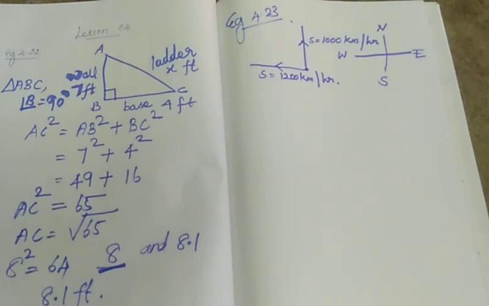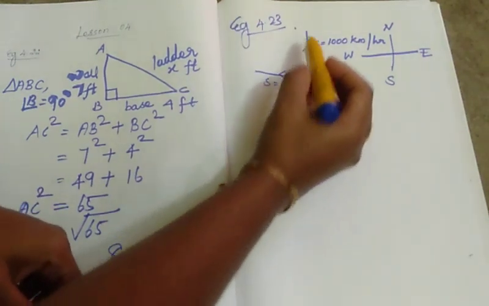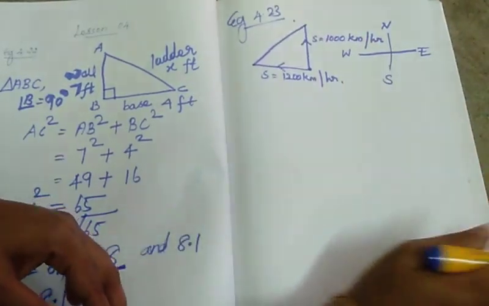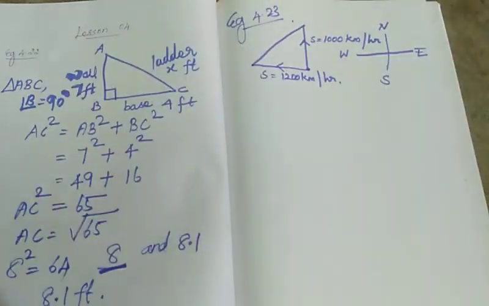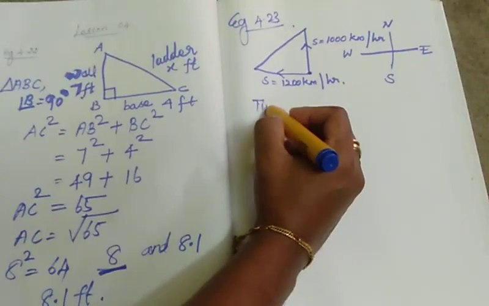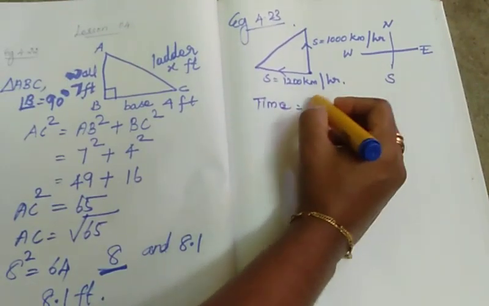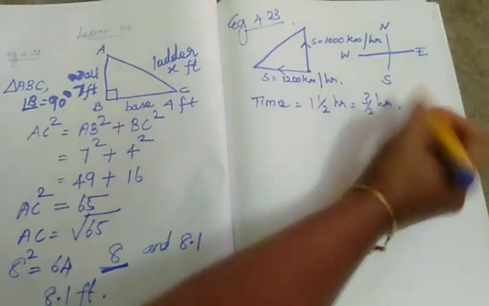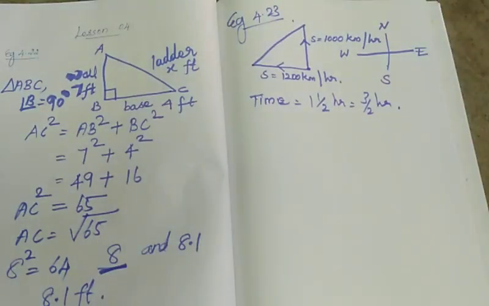Now you have to find out how far apart the two planes will be, after how much time. Time is equal to 1.5 hours. So 1.5 means 3/2. So, given speed and time, they ask how far. How far means they have asked for the distance, right?